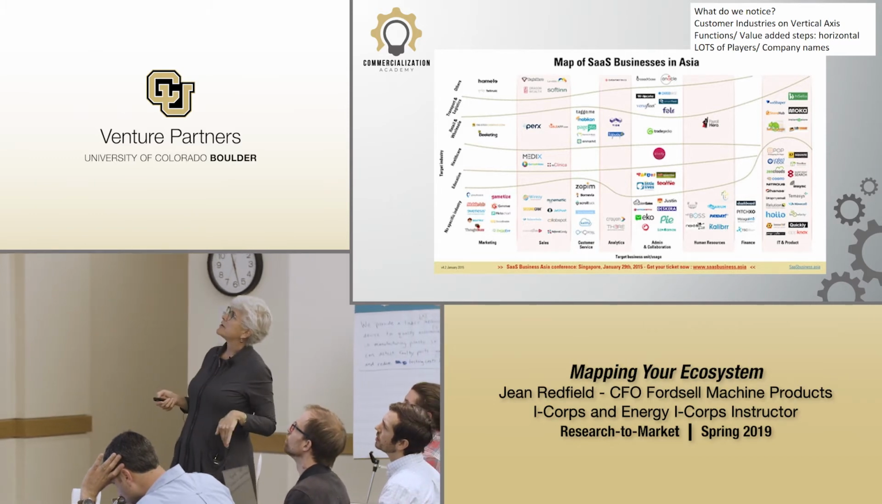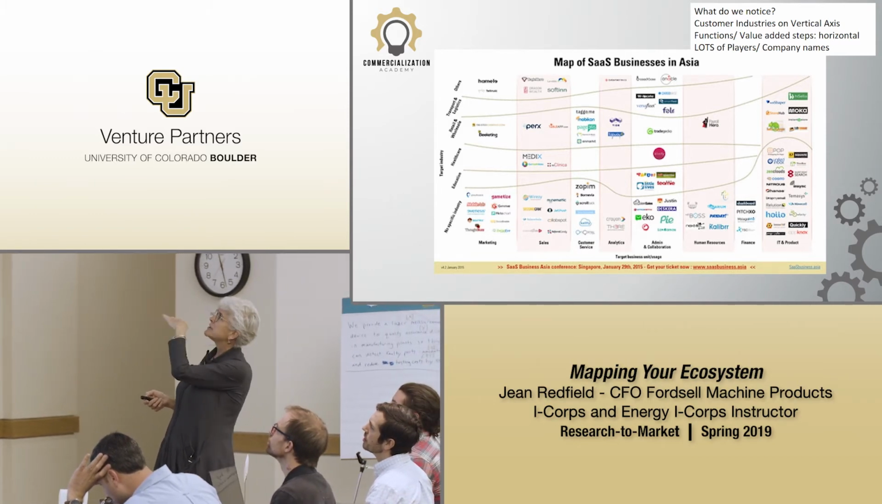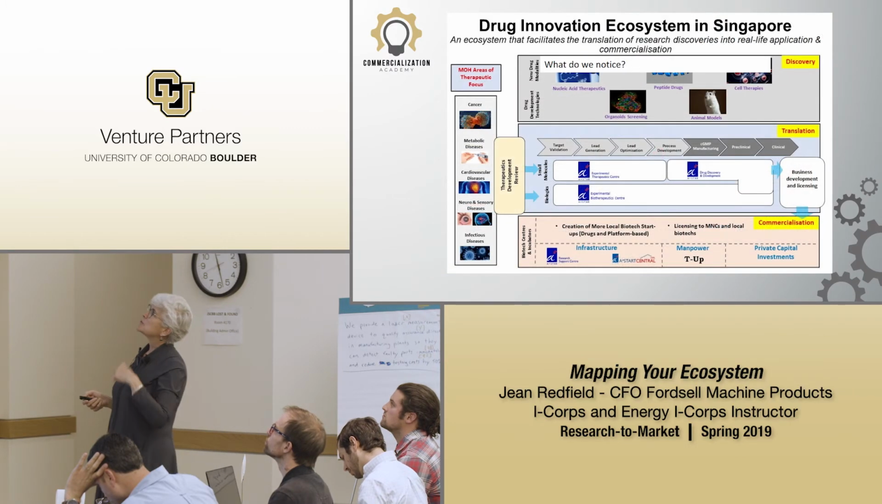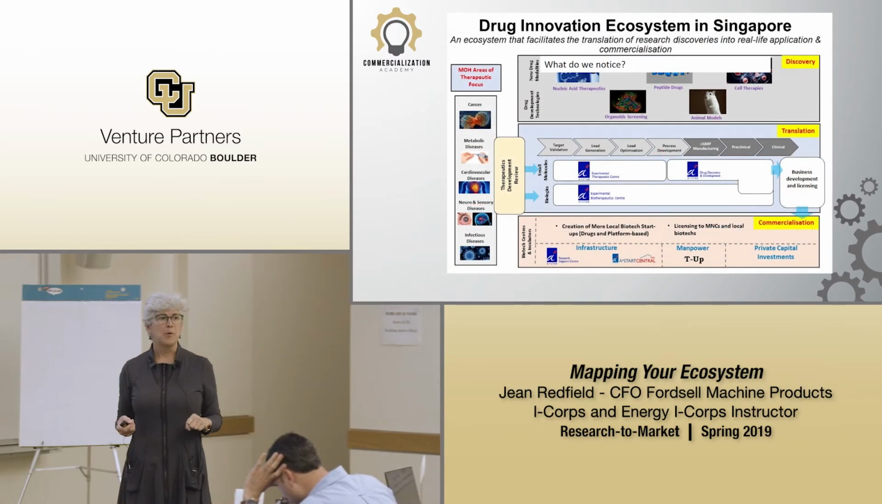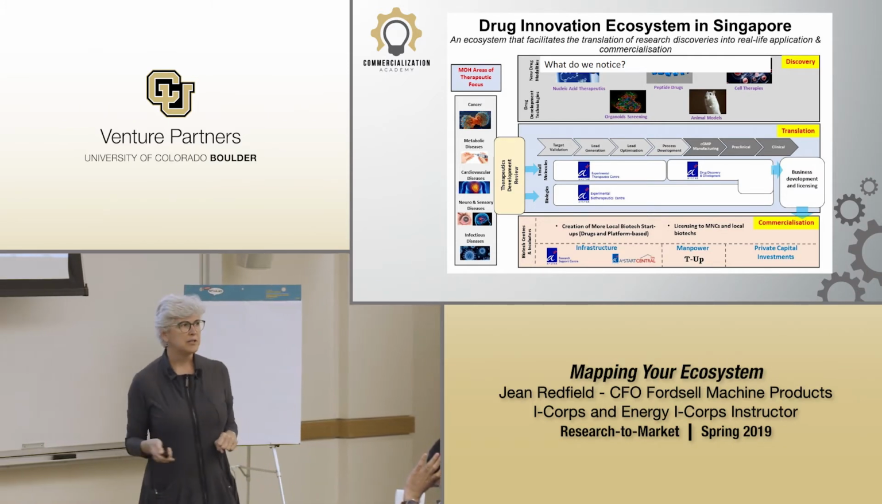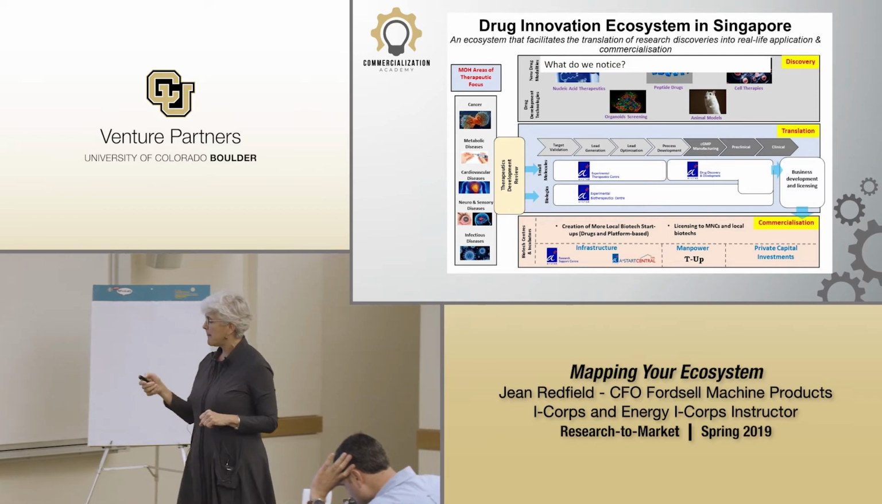So these were the things that I noticed. Customer industries on the vertical, functions and value-added steps on the horizontal, lots of players, lots of companies. Here's one for drug innovation ecosystem in Singapore. So Artemis, drug innovation ecosystem. What do we notice about this one?